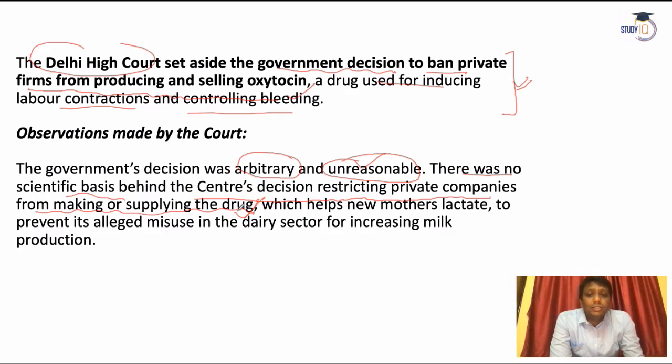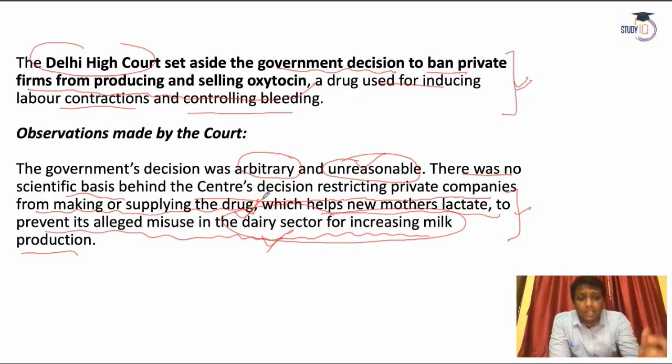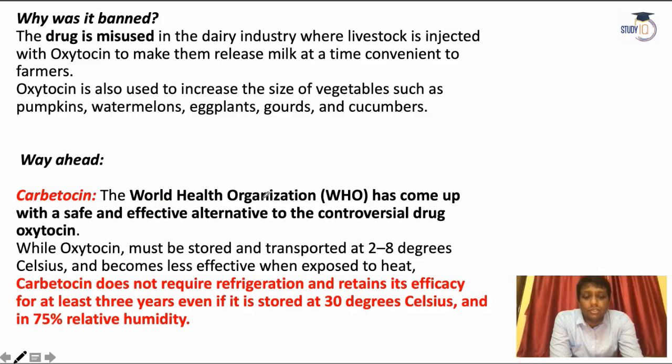Which drug? Oxytocin. It helps new mothers lactate, and to prevent its alleged misuse in the dairy sector for increasing milk production. Definitely, in dairy industries people give injections of oxytocin that induce milk secretion in the cattle's body. This type of thing is a misuse. Otherwise, oxytocin is also good as a medicine. The drug is misused in the dairy industry and livestock, as I told you, to release milk. This is the reason why it should be banned.